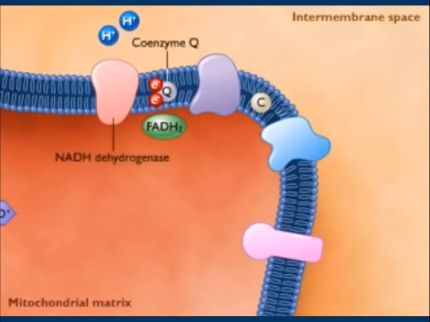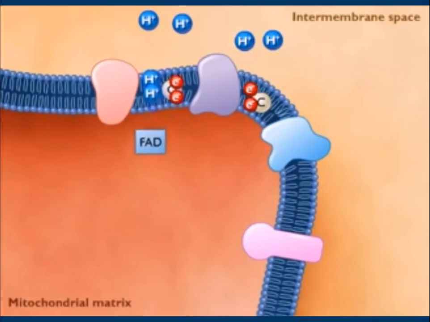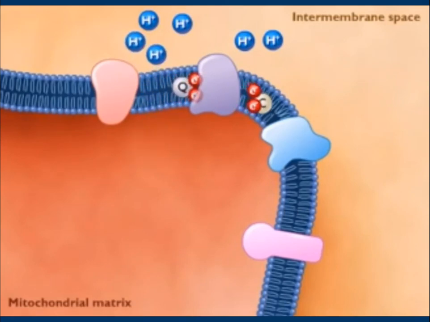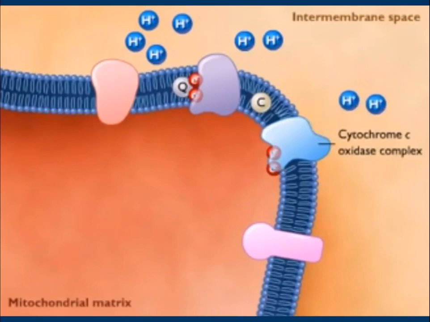and the protons are transferred across the membrane to the intermembrane space. Coenzyme Q carries the electrons to the cytochrome BC1 complex. As the electrons move from the BC1 to cytochrome C, more protons are carried from the inside to the outside of the membrane. Electrons are also transferred from FADH2 to coenzyme Q, with the protons being transferred across the membrane. Cytochrome C transfers electrons to the cytochrome C oxidase complex. Protons are also transferred to the outside of the membrane by the cytochrome C oxidase complex.